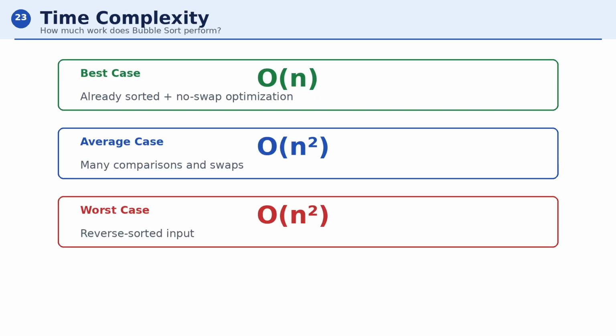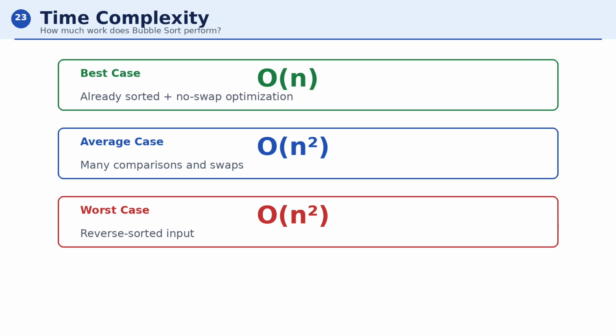Now let's talk about performance. Bubble sort is easy to understand, but it is not considered an efficient sorting algorithm for large data sets. In the average and worst cases, its time complexity is O of n squared. Why? Because we have one loop inside another loop. The outer loop performs multiple passes, and during each pass, the inner loop performs multiple comparisons. So if the number of elements increases significantly, the number of operations increases very quickly.